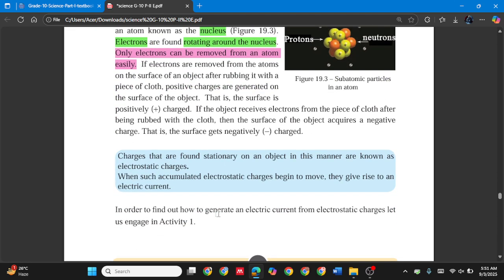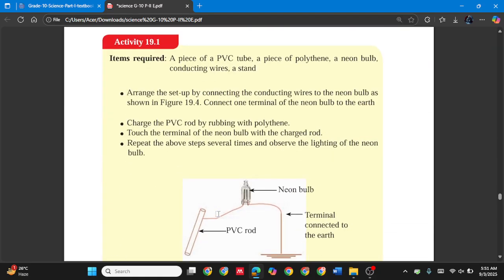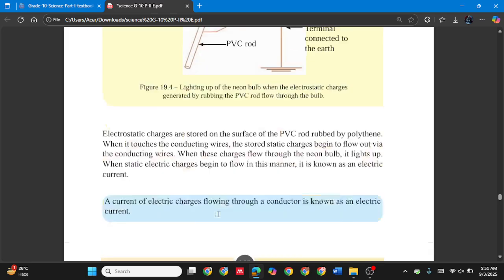So charges that are found stationary on an object in this manner are known as electrostatic charges. When such accumulated electrostatic charges begin to move, they give rise to an electric current. In order to find out how to generate an electric current from electrostatic charges, let us engage in activity 19.1.